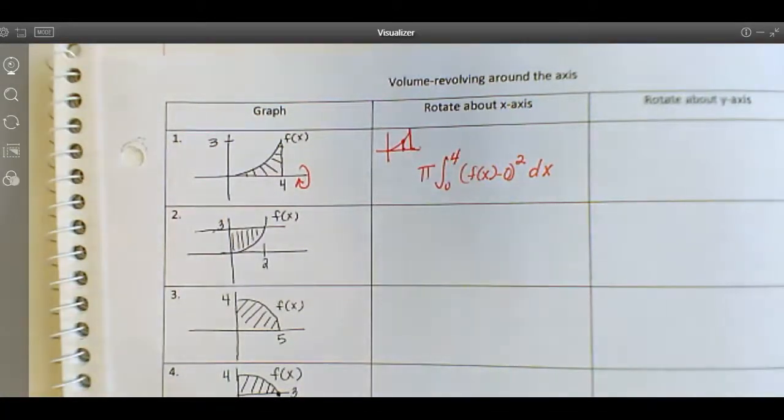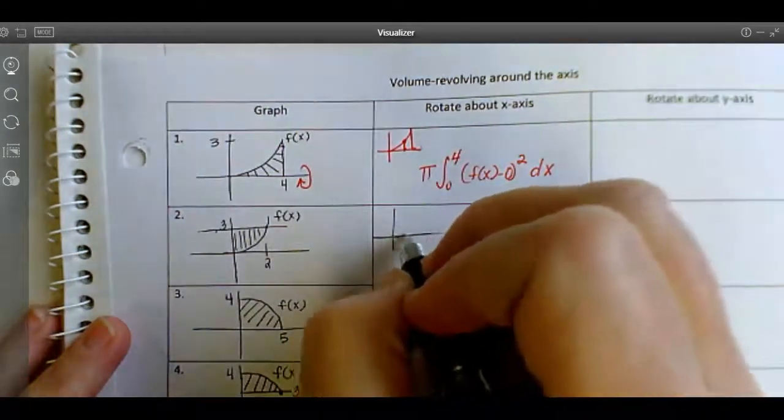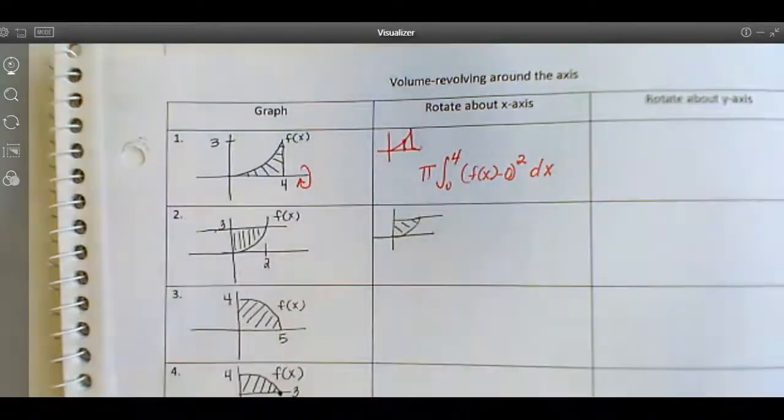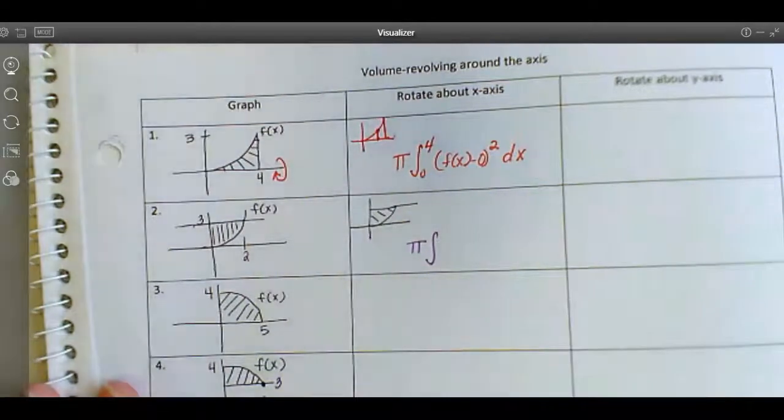And that's all you have to do on these types of problems. But I just want to talk about several of them with you to make sure that you understand the process. So again, I'm just going to sketch it over here to the side. That way when we do the y-axis, we won't confuse ourselves with the picture and everything. So there's the figure. Again, I want to rotate this around the x-axis. I know it's going to be a pi and an integral and then something.